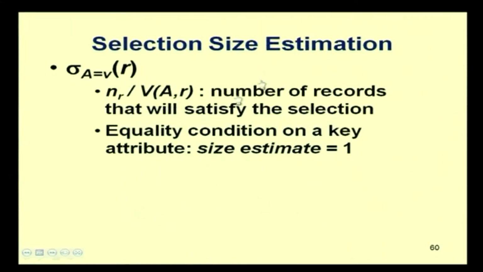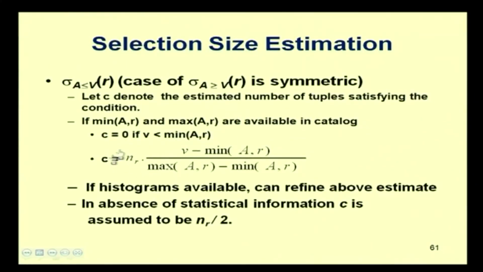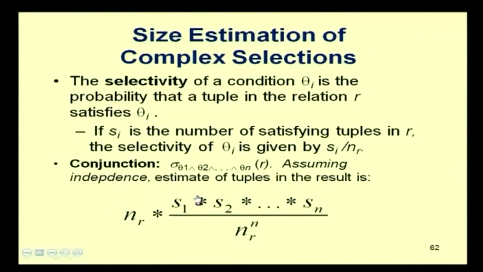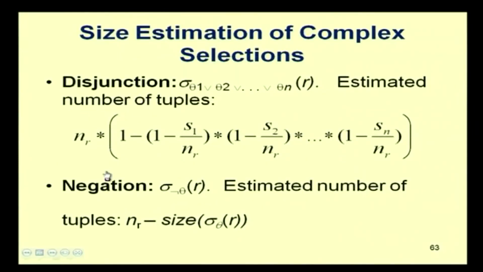So, you have to do a selection size estimation, and the selection size estimation is given like this. Let C be the number of tuples satisfying the condition. You have to find the minimum and the maximum, and according to that, histograms are available and you can refine the estimate. Size estimation of selections is also there. We are not going to go into the details here, and you can also look at disjunction and negation.